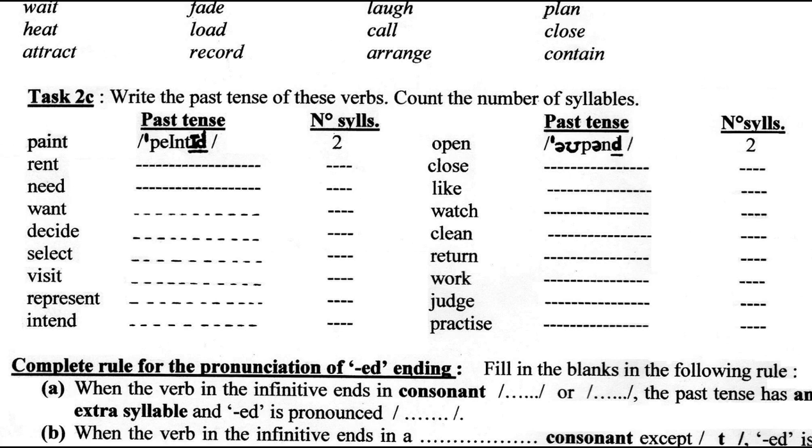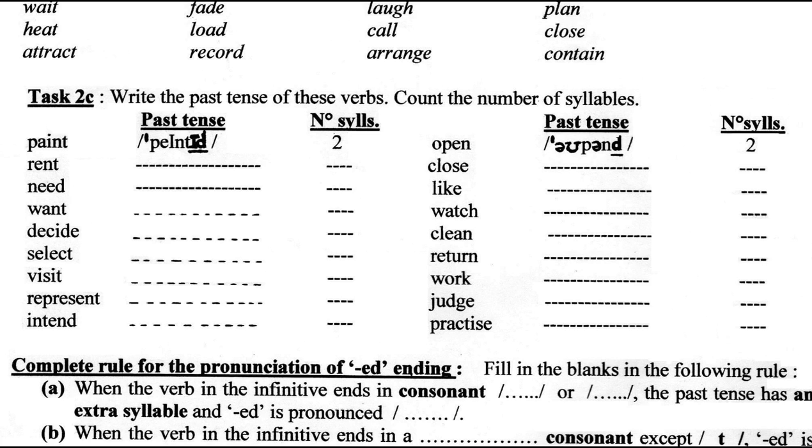Next verb is need. When it is in the past, we say needed. N, long E, D, short E, D. So how many syllables do we have? We have 2 syllables. Next verb is the verb want. In the past, it becomes wanted. W, O, N, T, I, D. So how many syllables do we have?